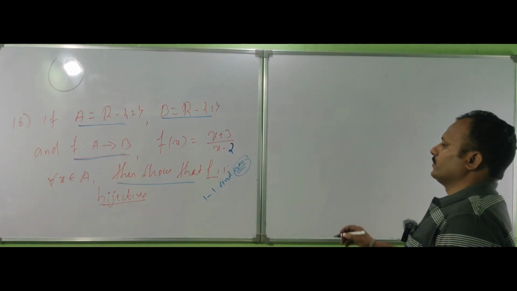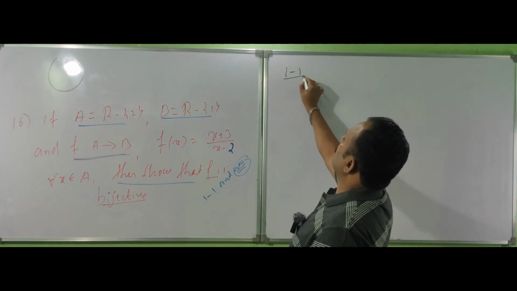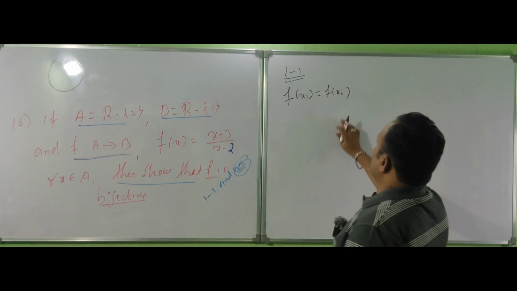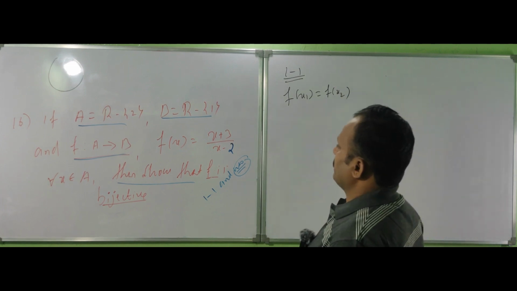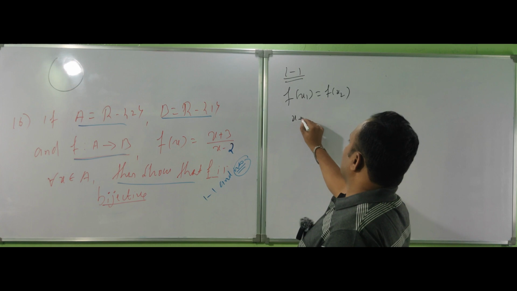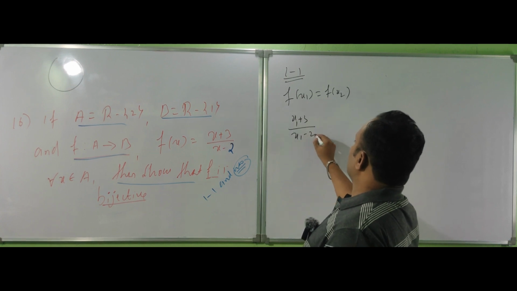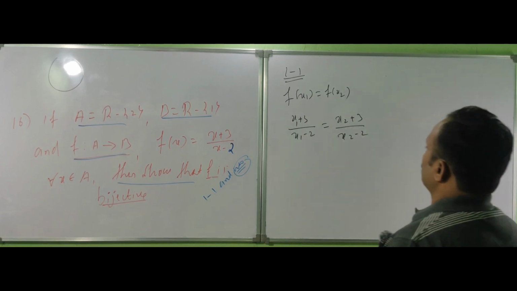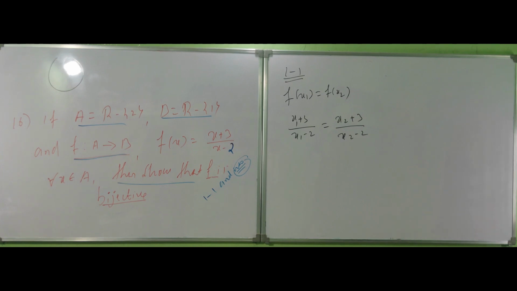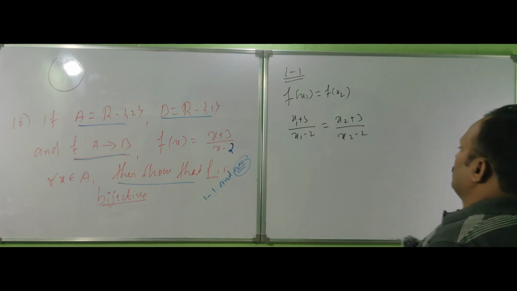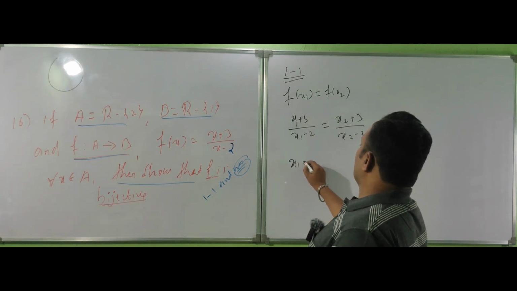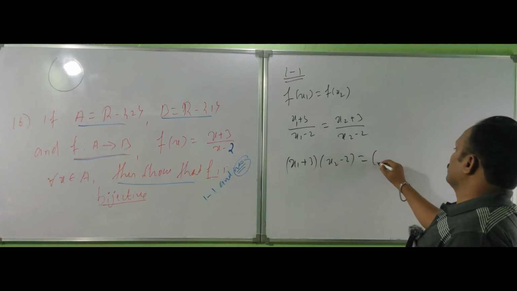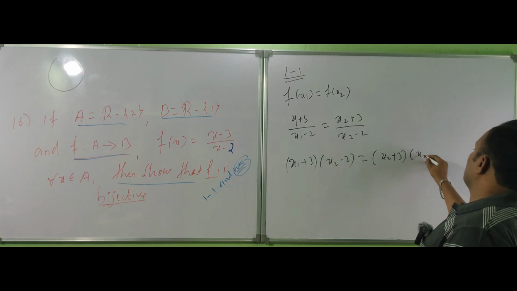For one-one, what will we do? Assume f of x1 is equal to f of x2, and show that x1 is equal to x2. Just put the value. x1 plus 3 divided by x1 minus 2 is equal to x2 plus 3 divided by x2 minus 2. Cross multiplying, x1 plus 3 times x2 minus 2 is equal to x2 plus 3 times x1 minus 2.